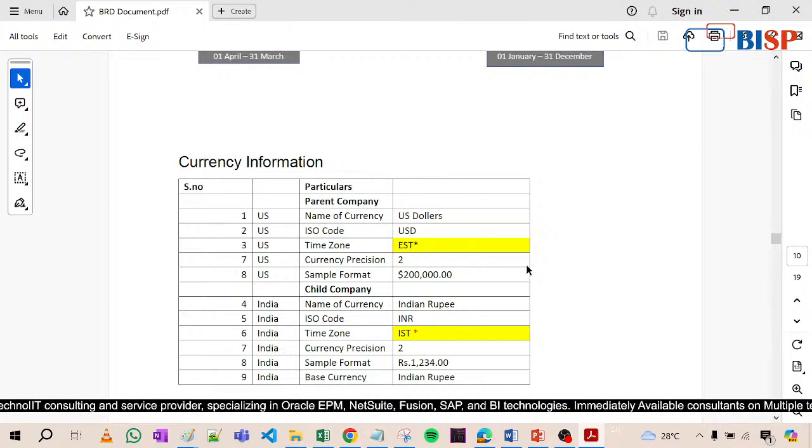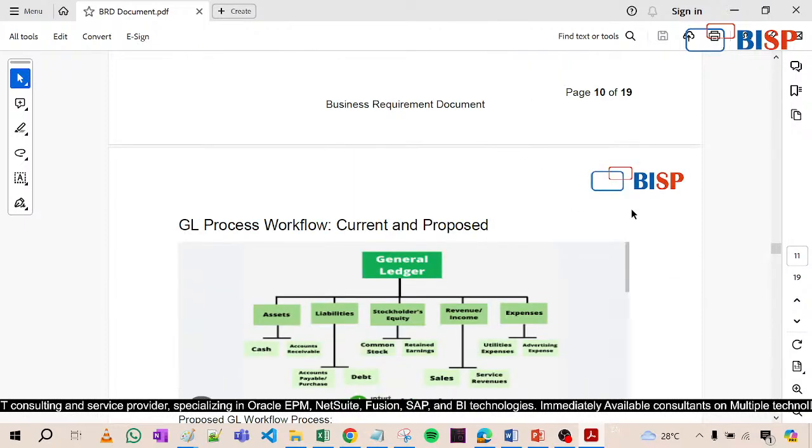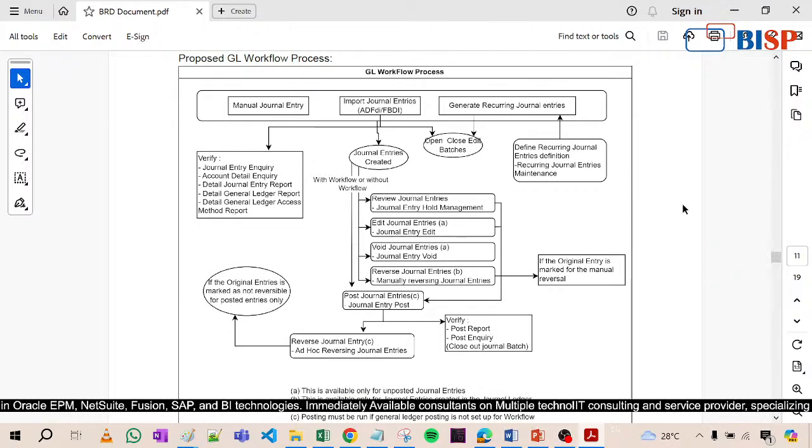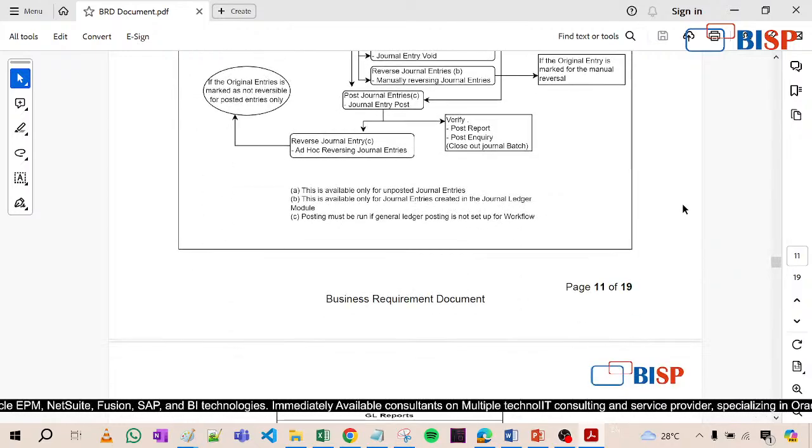Now currency information, because suppose a company is working in the US and then they are coming into India and they have one subsidiary in India. So according to that, what changes are we going to make? So this is our BRD that we have prepared here.